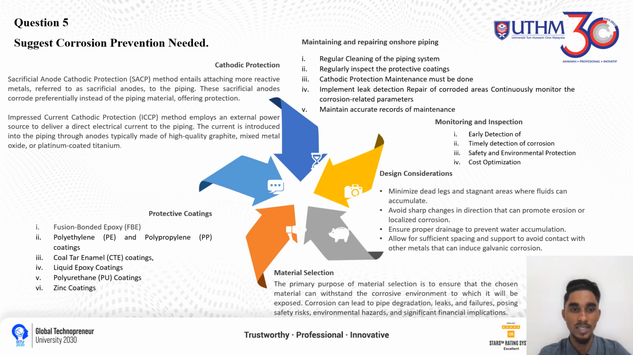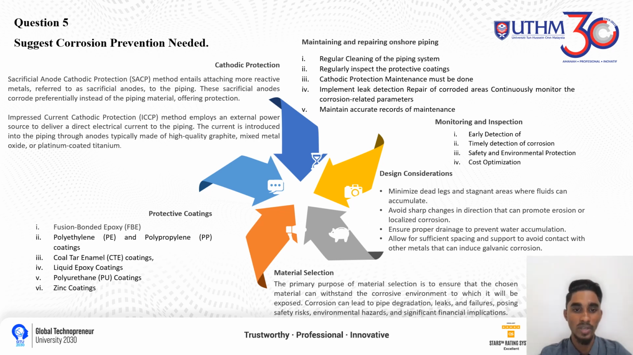So the third suggestion is material selection, which for onshore piping is crucial for preventing corrosion. The primary purpose of material selection is to ensure that the chosen material can withstand the corrosive environment to which it will be exposed. Corrosion can lead to pipe degradation, leaks, and failure, posing safety risks, environmental hazards, and significant financial implications. So by selecting the appropriate corrosion resistant material, the likelihood of corrosion related issues can be minimized.